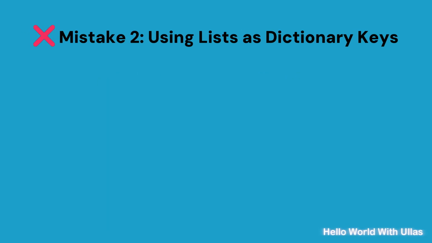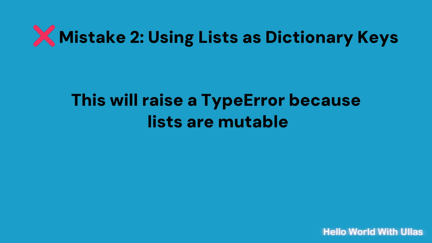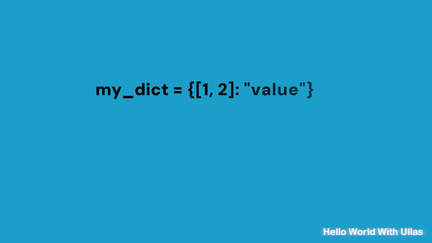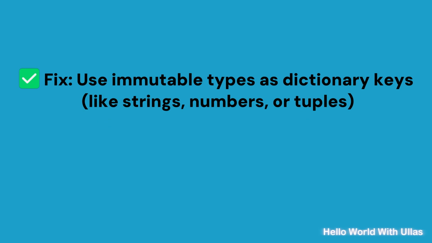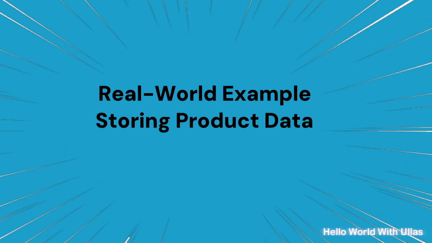Mistake 2. Using lists as dictionary keys. This will raise a type error because lists are mutable. Let's say we have a dictionary with a list inside, like 1, 2, colon and value. So it will give an error because of unhashable type list. We have to use immutable types as dictionary keys, like strings, numbers or tuples.